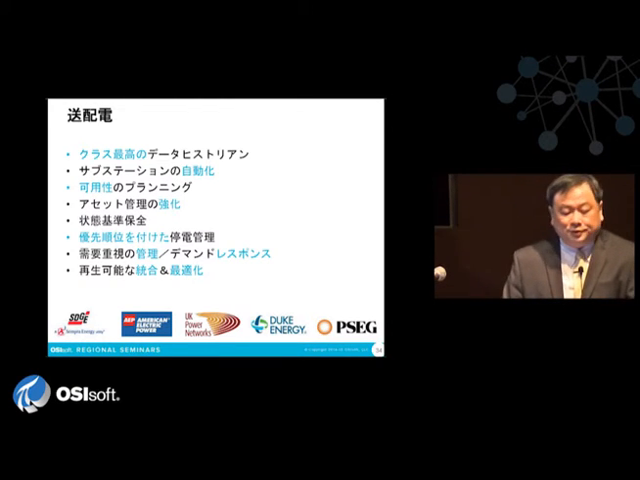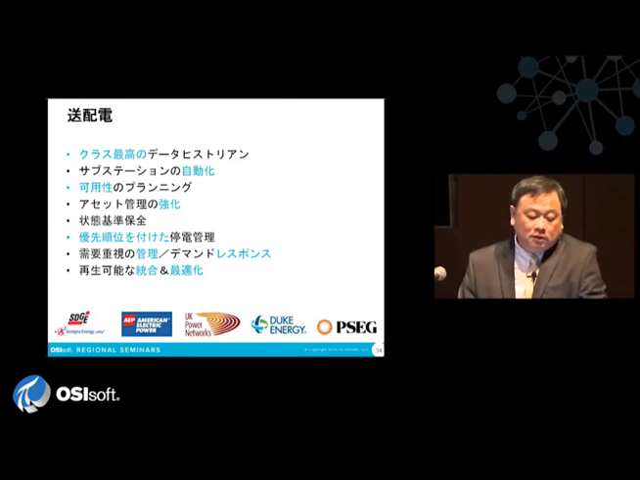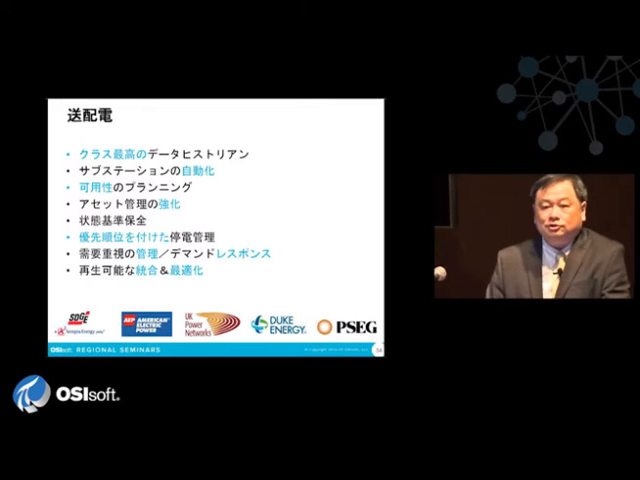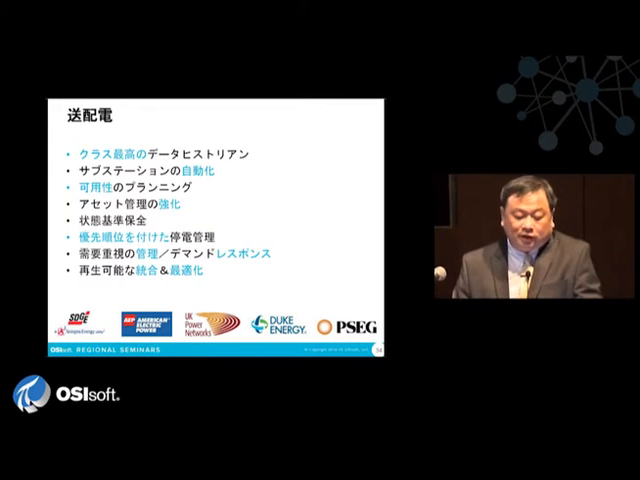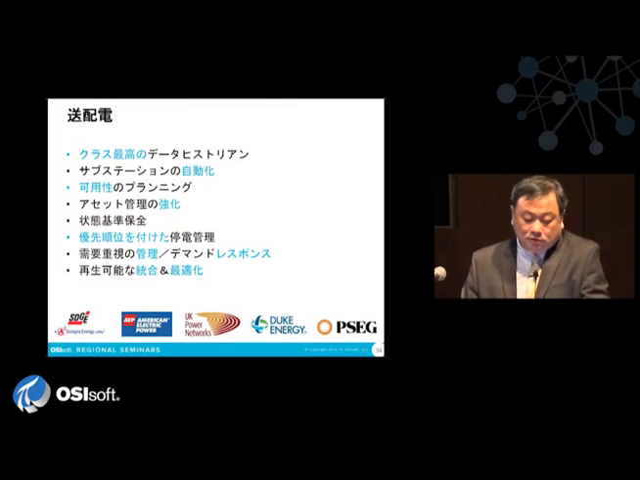So let's talk about some use cases in T&D, transmission and distribution. Using PI can help you with substation automation, planning for availability, and help you improve asset management, provide key information for condition-based maintenance, prioritize outage management, facilitate demand-side management and response, and optimize renewable integration. These are some of our key customers who are pushing the technology use curve.